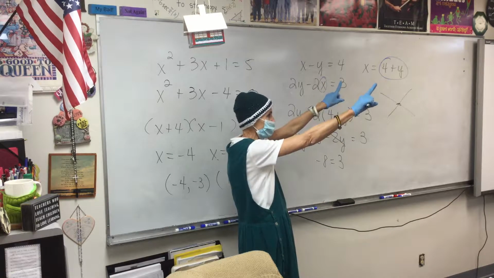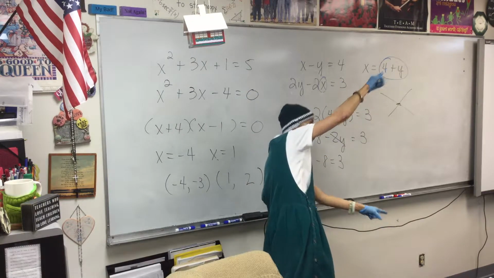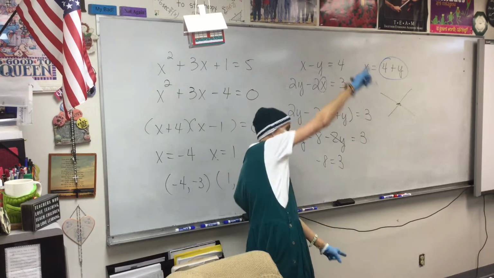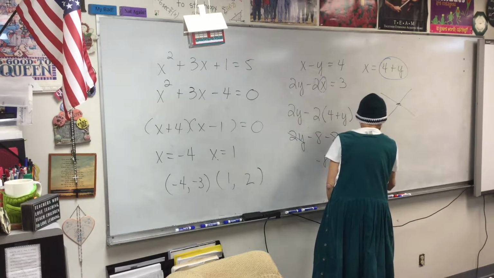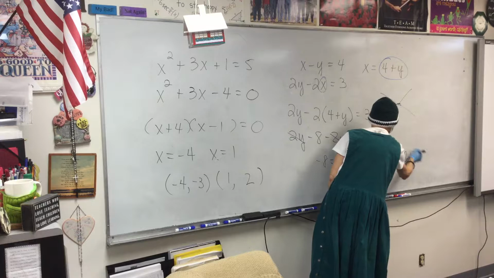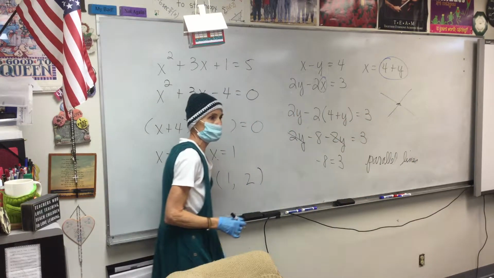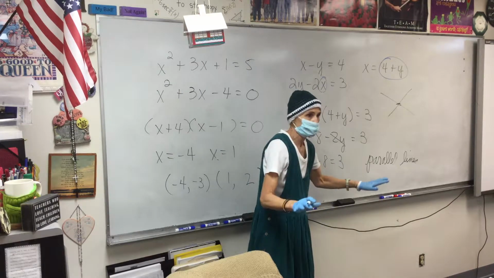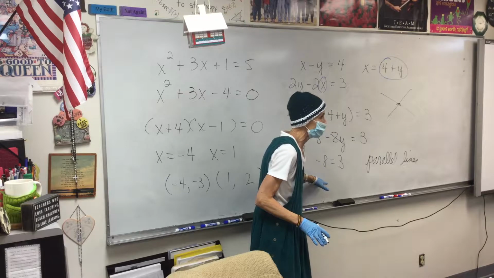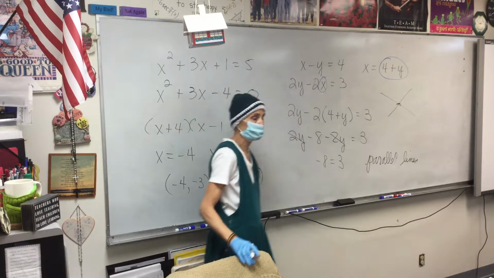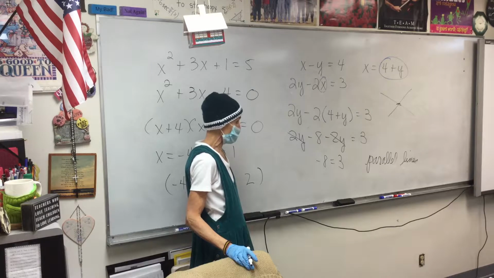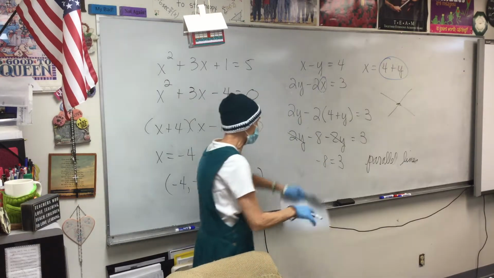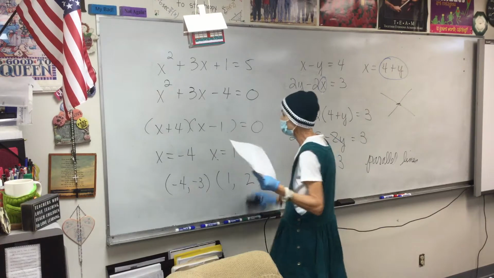If we have 2 lines out there that don't cross, what do we have? Parallel lines. And how did we know they didn't cross? We got an equation that made no sense. Totally wrong. Everybody okay? Trey, you with us? Good. All right, let's try number 2 now.